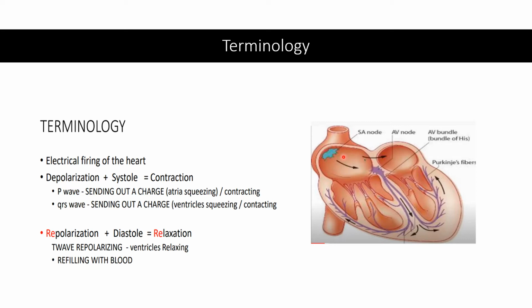So it's happening when you hear your heart squeeze, contract, squeeze, contract. So you have depolarization, repolarization, depolarization, repolarization. Repolarization plus diastole is the relaxation. So your T wave repolarizes, and you will see in my next slide that your ventricles squeezed and contracted so hard that it leaves a ripple effect, and that's where you see a T wave. And you have the refilling of blood at that point.